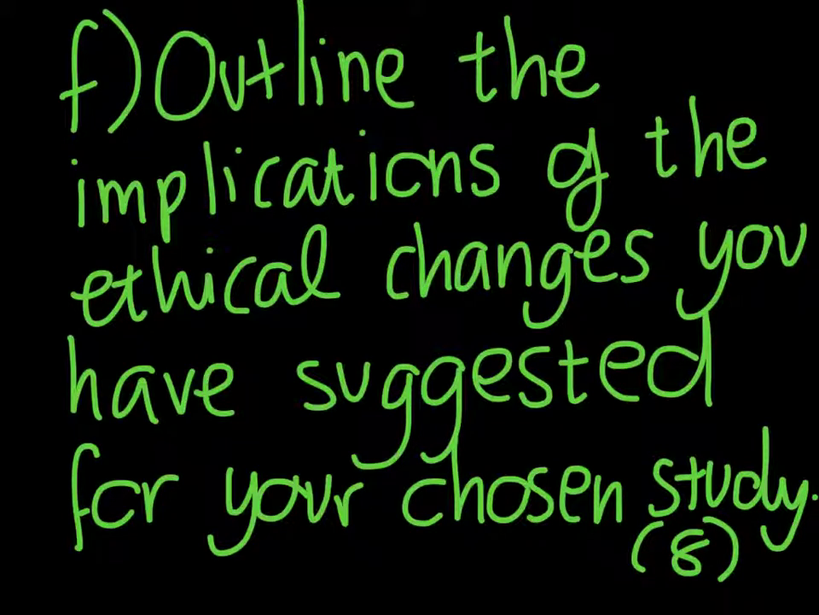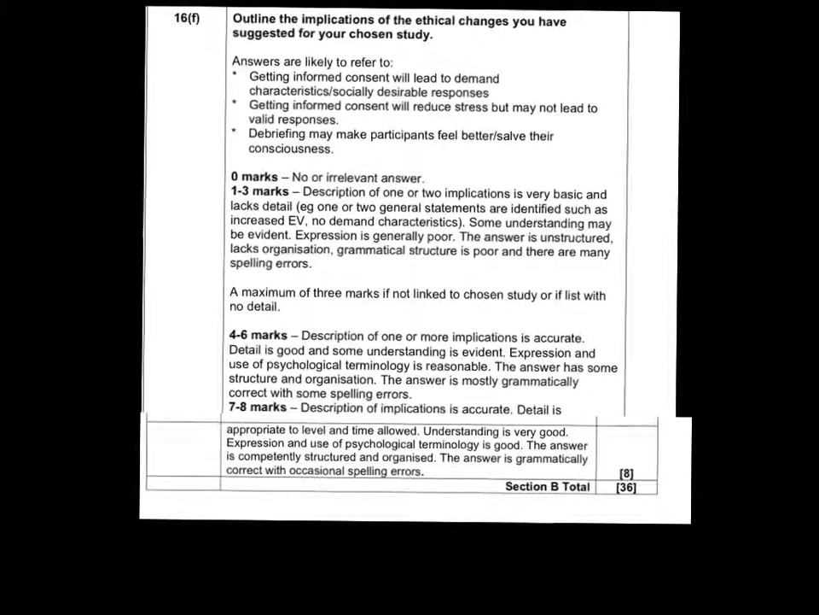The next question we will do, I want you to do this tomorrow with the same study that you did for E. So outline the implications of the ethical changes you have suggested for your chosen study. Implications means how is that going to affect the validity, the reliability, the usefulness, the generalizability, etc. of the findings. And again, here we have the mark scheme. Answers are likely to refer to getting informed consent, which could lead to demand characteristics or socially desirable responses. Informed consent could reduce stress but may not lead to valid responses. Debriefing participants may make them feel better or salve their conscience. And you can relate those as well to validity, reliability, etc.